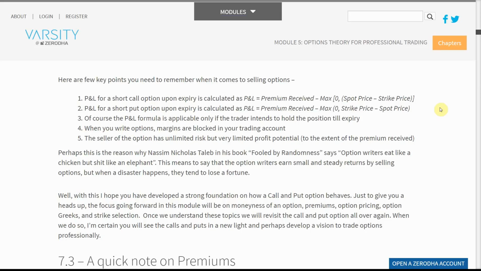Perhaps this is the reason why Nassim Nicholas Taleb in his book, Fooled by Randomness, says, option writers eat like a chicken but shit like an elephant. This means to say that the option writers earn small and steady returns by selling options. But when a disaster happens, they tend to lose a fortune. Well, with this I hope you have developed a strong foundation on how a call and put option behaves.